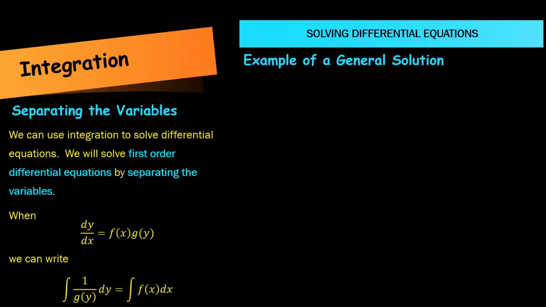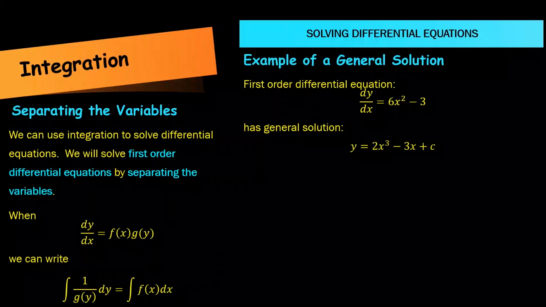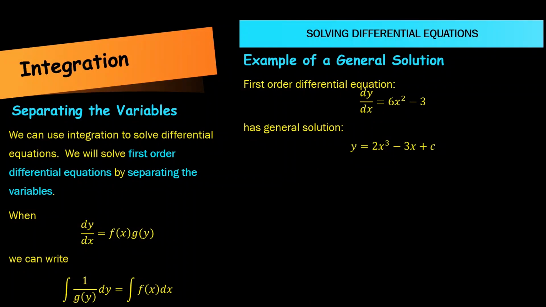Let's take a look at an example of a general solution. We're going to consider the first order differential equation dy dx equals 6x squared minus 3. If we integrate this, we find the general solution, which is y equals 2x cubed minus 3x plus c. This represents a family of solutions.